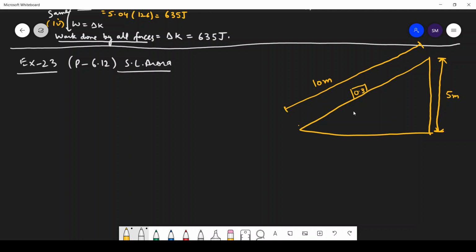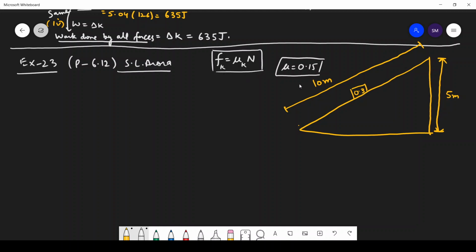The coefficient of friction between the body and the plane is 0.15. So the coefficient of friction is given to you, that is 0.15. Students, those who have not done the last chapter, the formula for the force of friction, and it is the kinetic friction that we are dealing with here, is the coefficient of kinetic friction into the normal reaction.